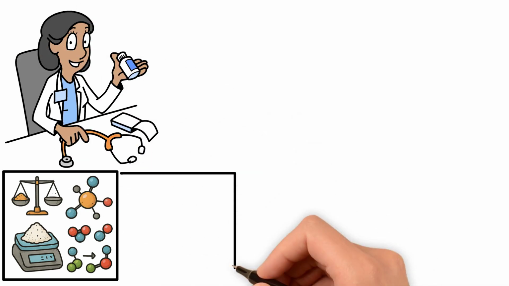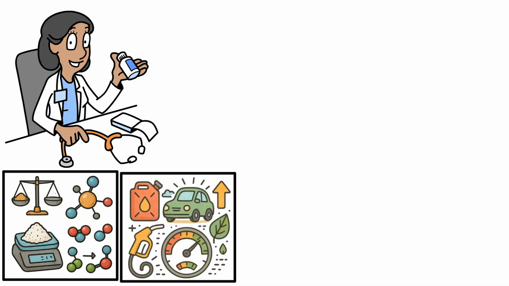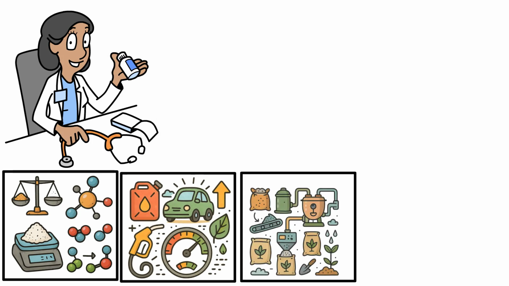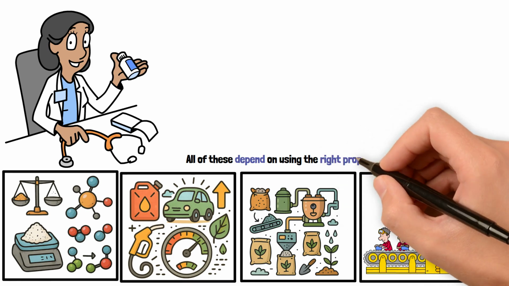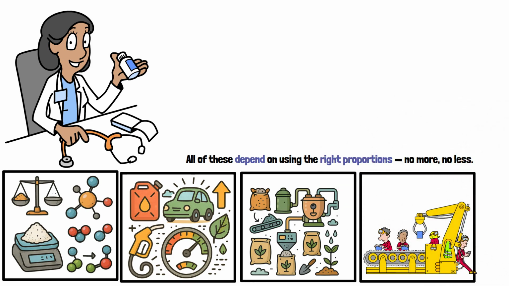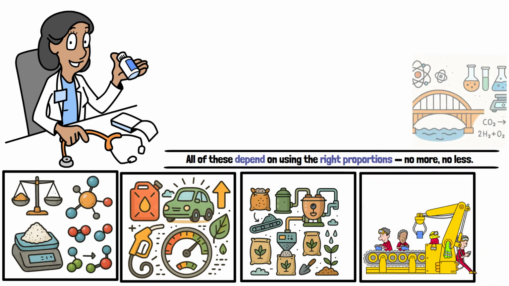Let's connect this to real life. Medicine doses, fuel efficiency, making fertilizers, producing materials in factories. All of these depend on using the right proportions, no more, no less. Before we wrap up, remember this simple idea. Stoichiometry is the bridge between the invisible world of atoms and the visible world of measurements.